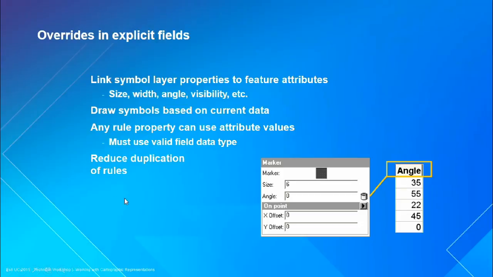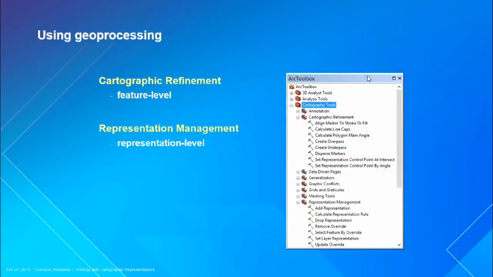And this, I've got the point here. What this does is reduce duplication in rules. I don't have to set up a different rule for each angle or something like that. I can get a lot of differentiation from using attributes in my values in my attribution.